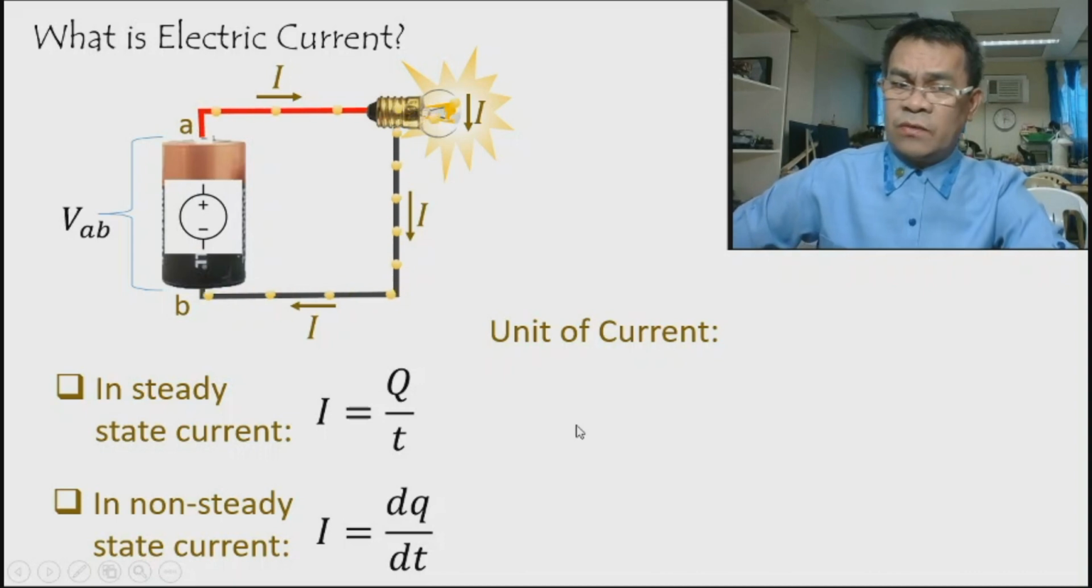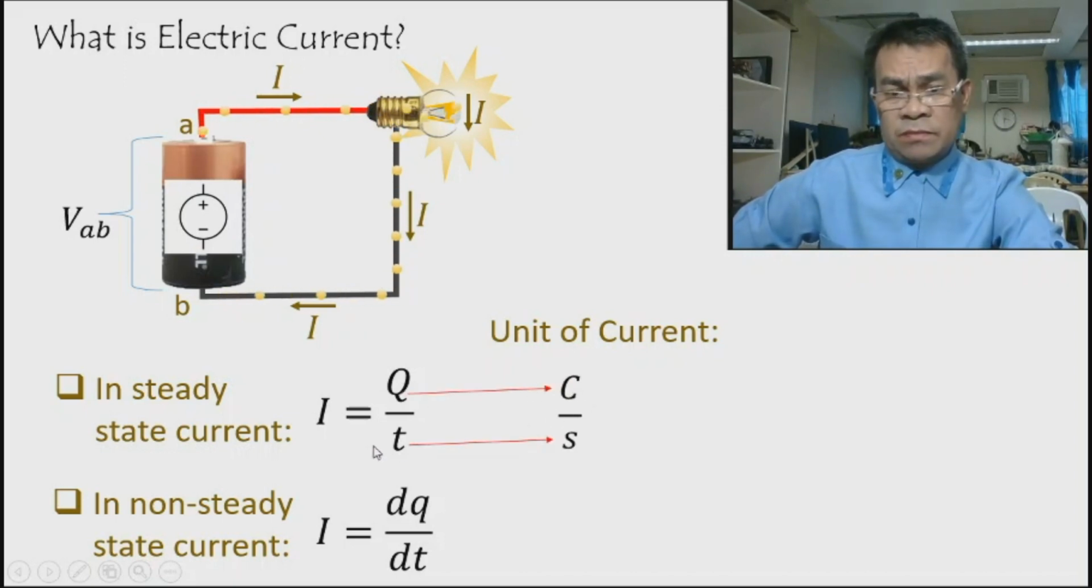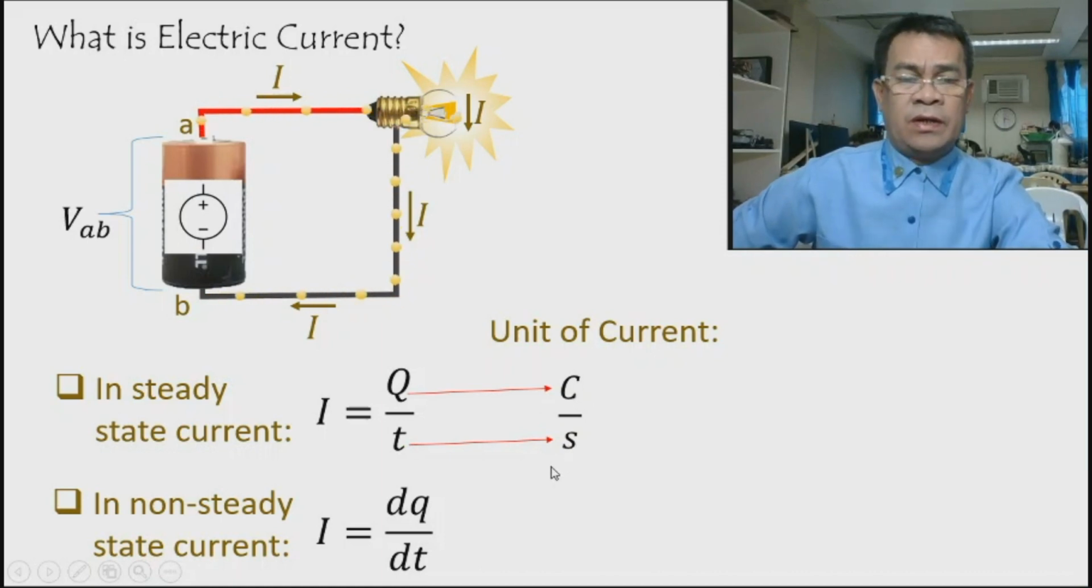Now, what will be the unit of the current? As I've said, if you are asked what is the unit of a physical quantity, we need to use the definition of that quantity. The current, remember, by definition, is charge per time, regardless of steady state or non-steady state. So, for the unit of current, go with this definition. What's the unit of Q? Coulomb. The unit of time, seconds. So, the unit of current should be coulomb per second.